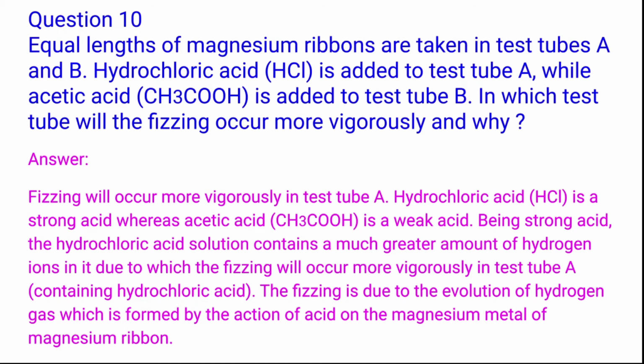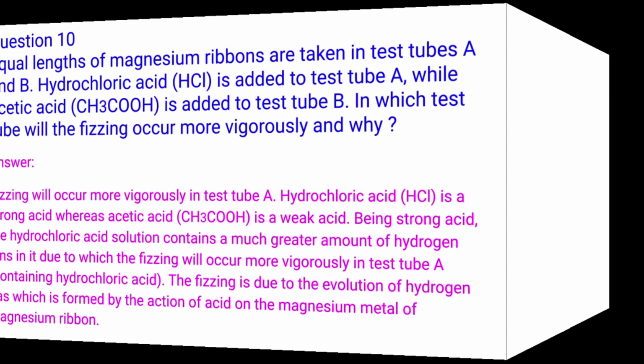Hydrochloric acid is strong acid whereas acetic acid is a weak acid. Being strong acid, the hydrochloric acid solution contains a much greater amount of hydrogen ions in it, due to which the fizzing will occur more vigorously in test tube A containing hydrochloric acid. The fizzing is due to the evolution of hydrogen gas which is formed by the action of acid on the magnesium metal of magnesium ribbon. Let's move on to the next question.